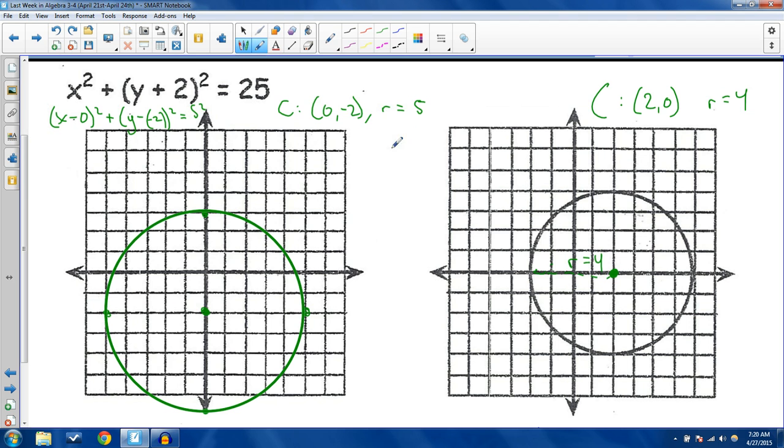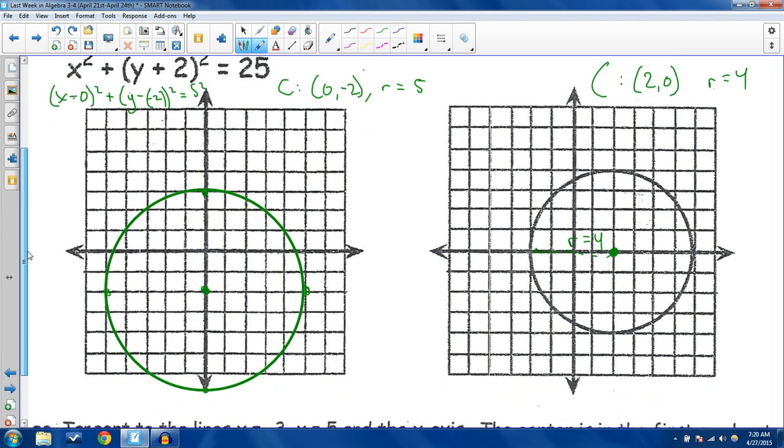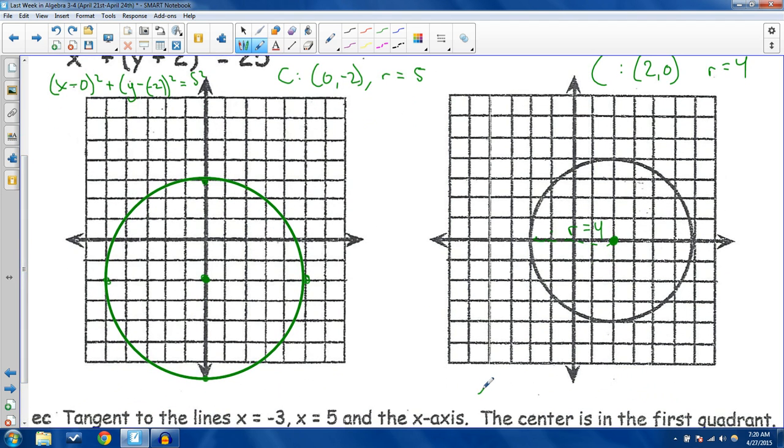So let's go and write the equation of this one. This one will be (x - 2) squared plus (y - 0) squared, which is just y squared, and 4 squared is 16. There's my equation of that guy there.